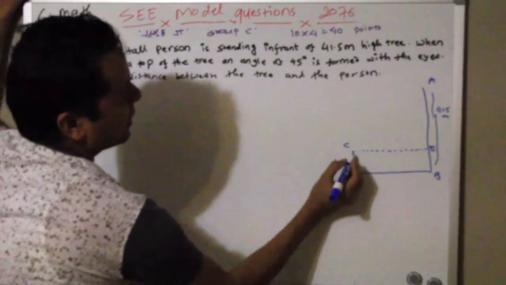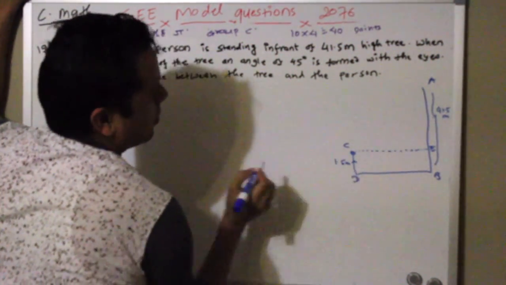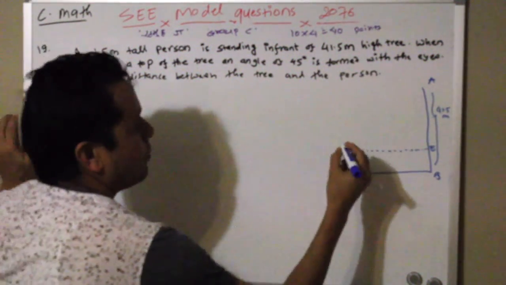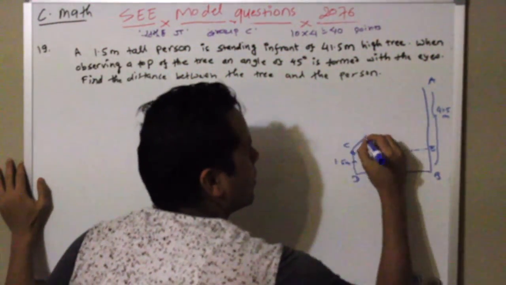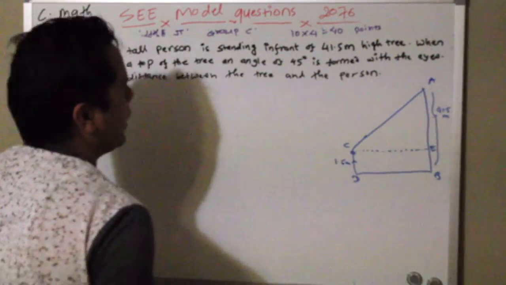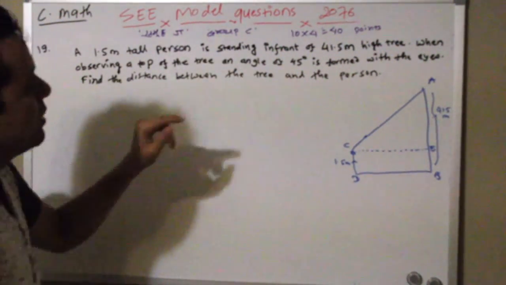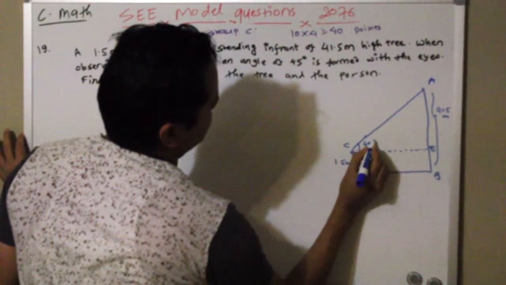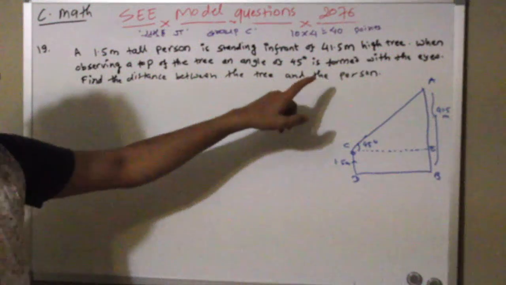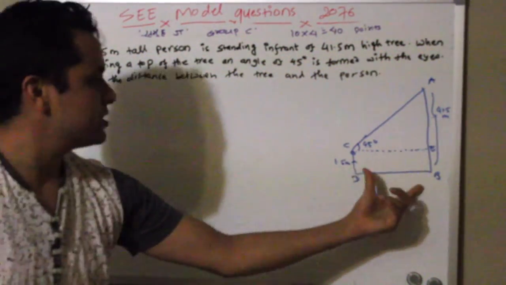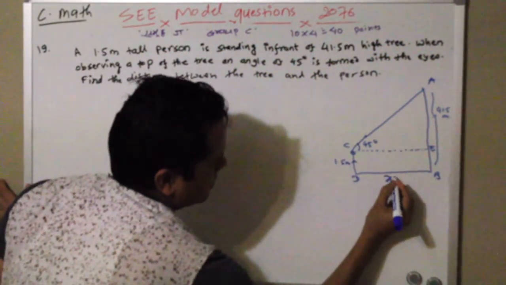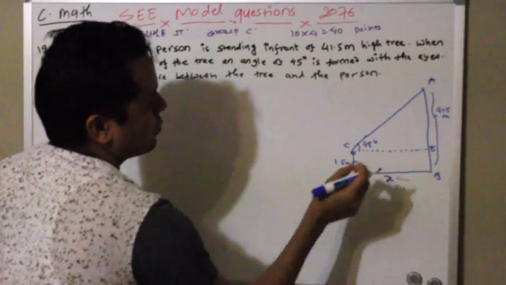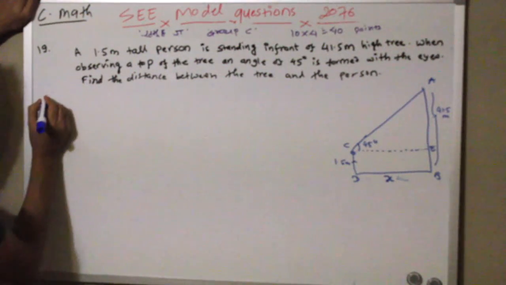When this guy is observing the top of the tree, the angle of elevation is 45 degrees. Then find this distance x. If this is x, this is also x, right? So firstly, the solution.